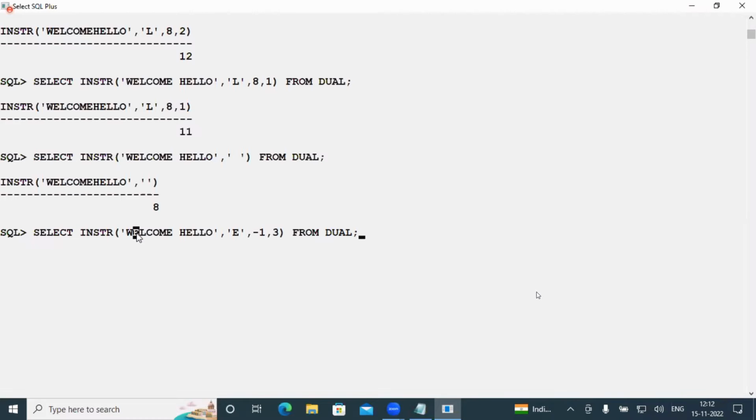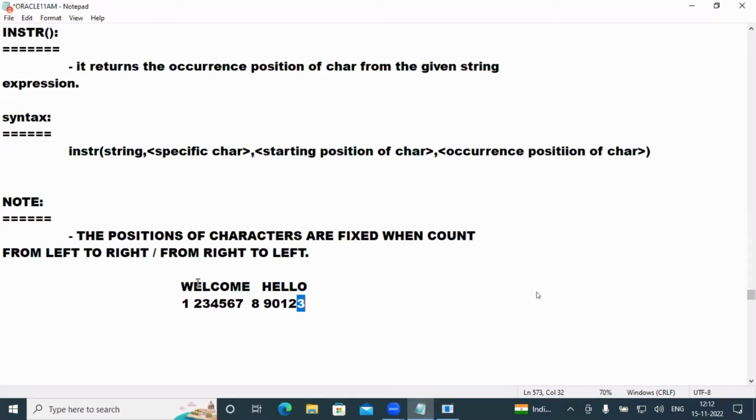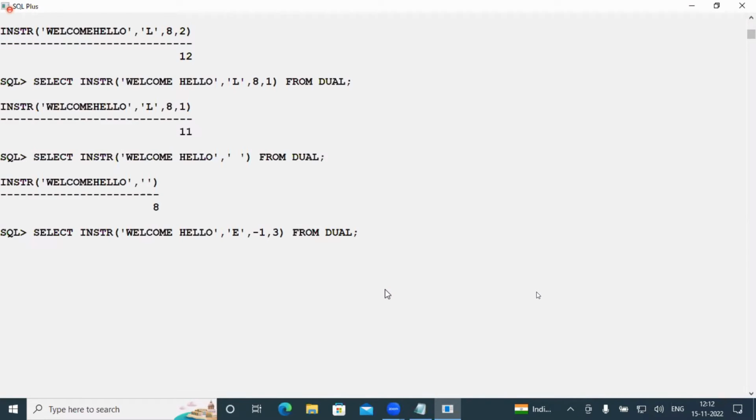So your third occurrence of E, position number how much here? 2. Let me see. You got it 2? So now tell me, positions are fixed or not fixed? Counting from right to left, left to right, your position is fixed? Yes. This is the nature of in string.